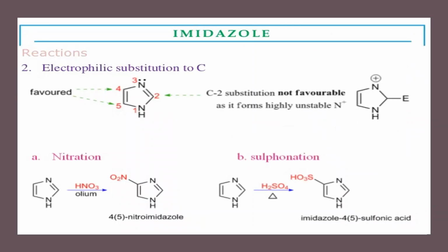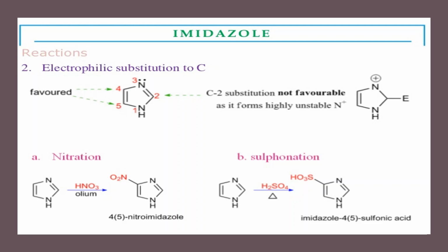So you see, a highly unstable N-plus positive ion is formed in case of C2 addition, whereas in case of 4 and 5 substitution, only one nitrogen gets positively charged. That's the reason why electrophilic substitution is favored on the 4th and the 5th carbon. So let's take the example of nitration. You get 4 or 5 nitroimidazole depending upon the resonance. Why is it given in the 4(5) bracket? Because there is a tautomerism between the two nitrogens. That's why it is given as 4(5) sulfonic acid.